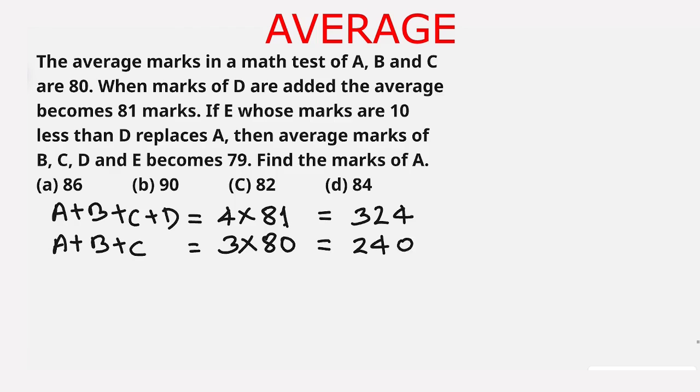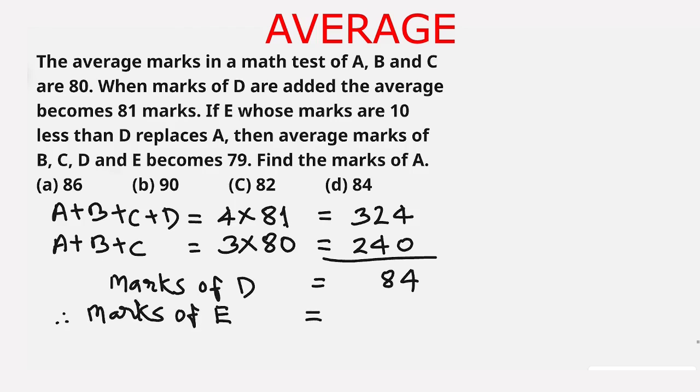So the marks of D, if we subtract 240 from 324, we will get the marks of D. 4 minus 0 is 4, 12 minus 4 is 8 and 2 minus 2 is 0, and it is given that the marks of E are 10 less than D. Therefore marks of E equal to 84 minus 10, which is 74.